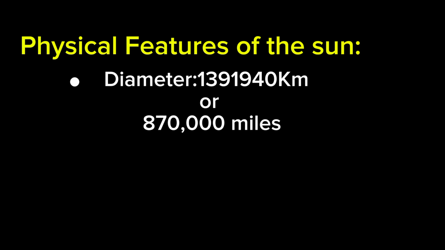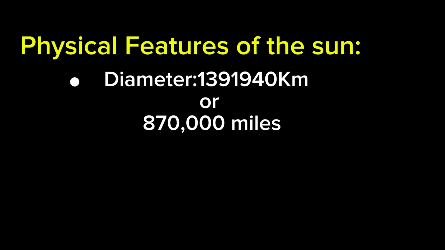Now I'm going to discuss the important physical features of the Sun. So the first feature of the Sun is the diameter of the Sun. The diameter of the Sun is 13,91,940 kilometers, while in miles it is 8 lakh and 70,000 miles.